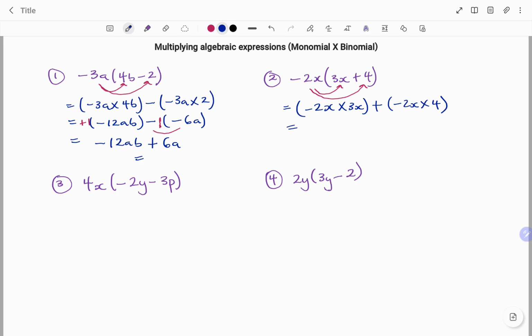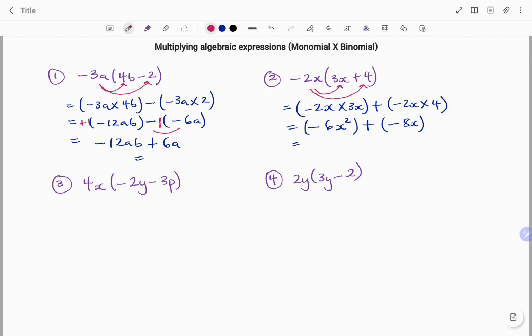Minus 2x times 3x, minus times plus, that's minus, 2 times 3, that's 6, and x times x, that's x squared, using the exponential laws. I still have my plus. I'm still going to put this in the bracket and remove my bracket in the last line. In bracket here, I have minus 2x times 4, minus 8x.